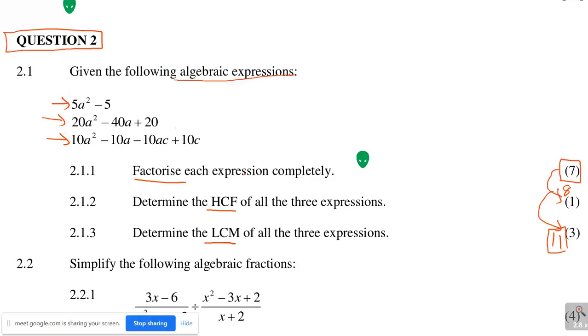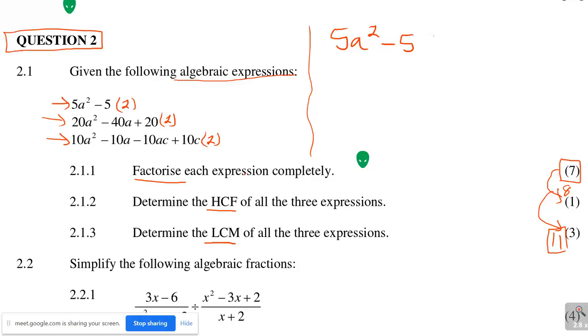So now let's factorize. The first one is not difficult. It's 5a squared minus 5. But you must ask yourself, why the 7 marks on all this? If you divide it, maybe this one can be 2 marks, this one 2 marks, this one 2 marks, which means one of them is 3 marks. Are you seeing that? Okay.